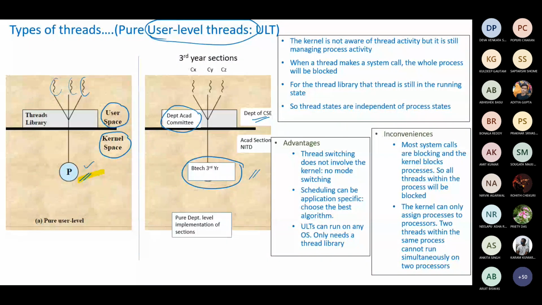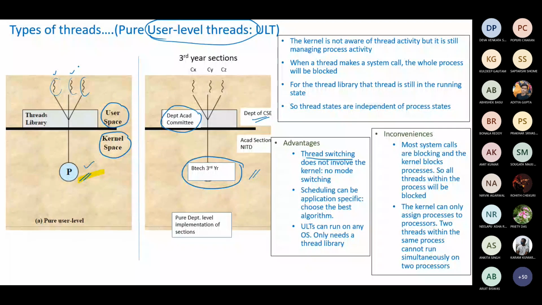But what is the advantage here? The advantage is thread switching. Thread switching means the execution needs to switch from this thread to this thread, and it becomes very easy. Does switching of execution from this thread to this thread require a context switching, I mean, kernel level context switching? No, sir. Part of the same process. So it's in the same process, so in true sense, process context switching is not required here.